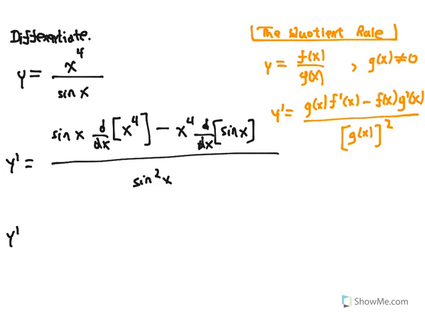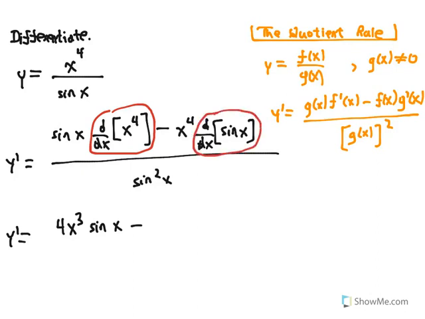So now we will go ahead and do the differentiation. You can see here that you have the derivative with respect to x of x to the fourth. You use the power rule and you get 4x cubed. So I'll go ahead and write that first. I write 4x cubed, and then I have to multiply that by sine x, minus, I know the derivative of sine is cosine, so I will have minus x to the fourth times cosine x. All of that is over sine squared x. So we're actually done with the differentiation.